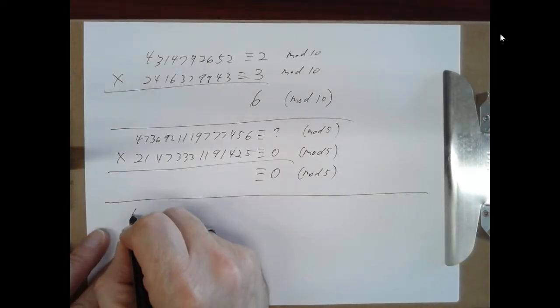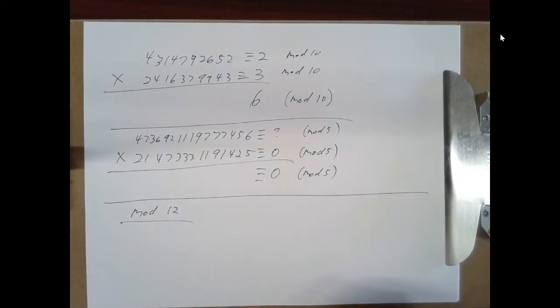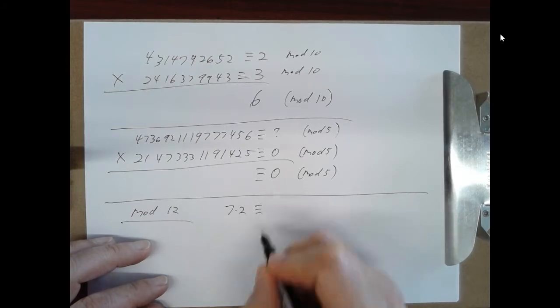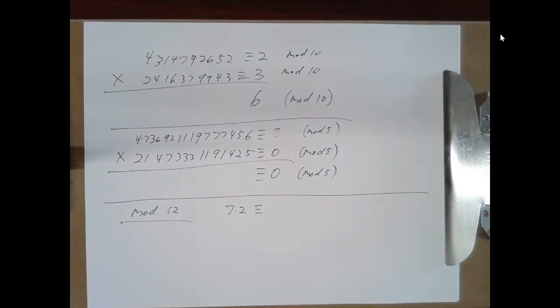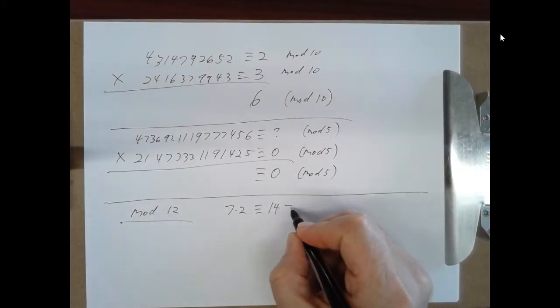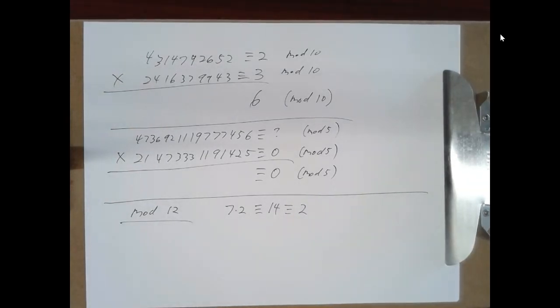So let's work modulo 12. So everything from here on down is going to be modulo 12. So 7 times 2 is going to be congruent to what? I mean, it's certainly congruent to 14, right? But what else is it congruent to? 2. Because 14 is 2 more than a multiple of 12. If you take 14 divided by 12, you get 1 with 2 left over. That 2 tells you what it's congruent to.